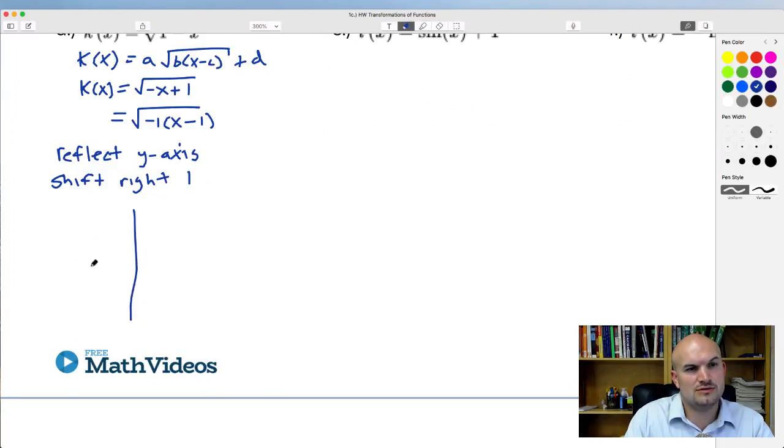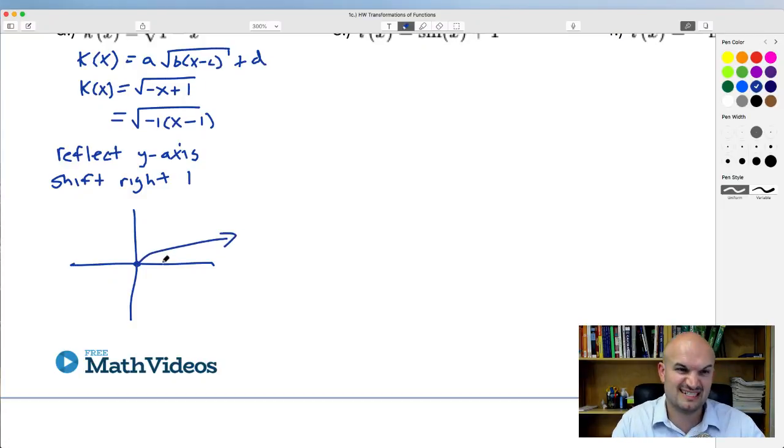Okay. Now let's go ahead and look at what the parent function of that, the square root function, looks like. That's going to be something like this, and then it just continues going in that direction. Okay, so it's continuous, but not for all intervals, only for positive numbers. So this function now is being reflected about the y-axis. So instead of going to the right, it's now going to be going to the left, and then it's being shifted 1 unit to the right.